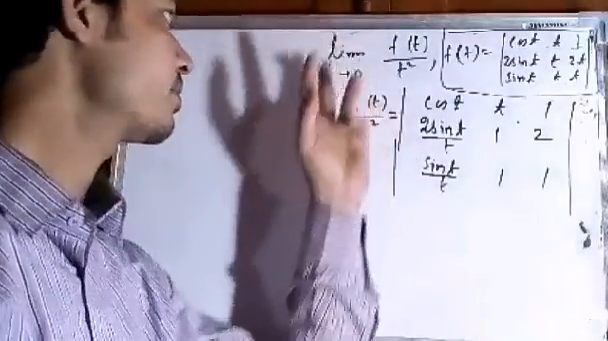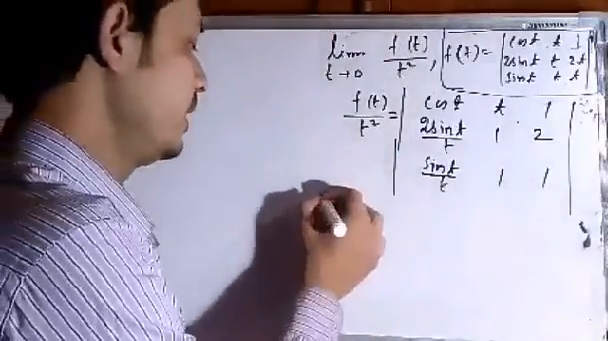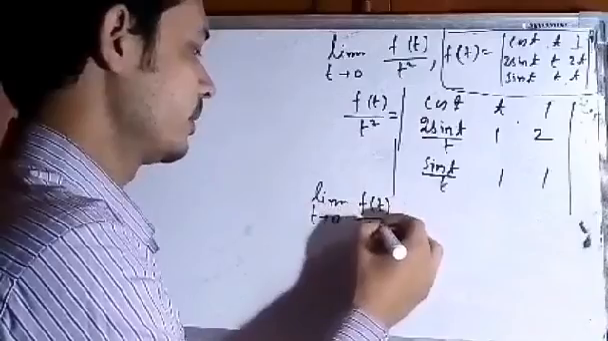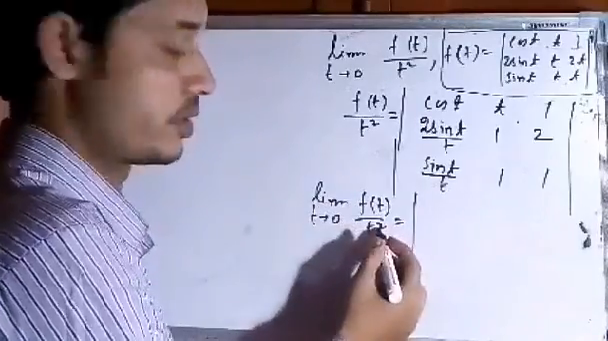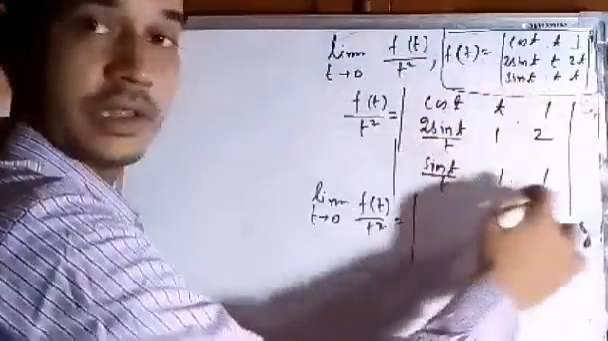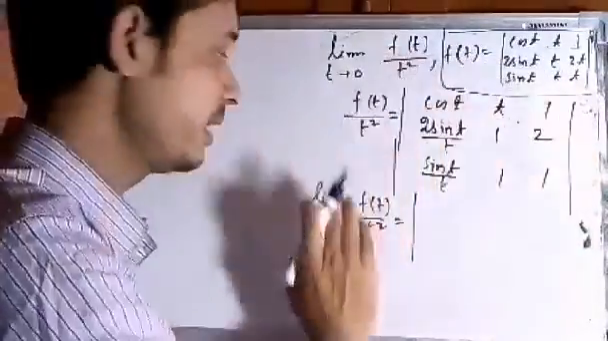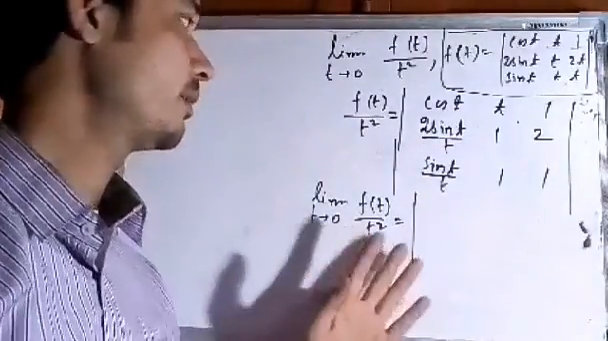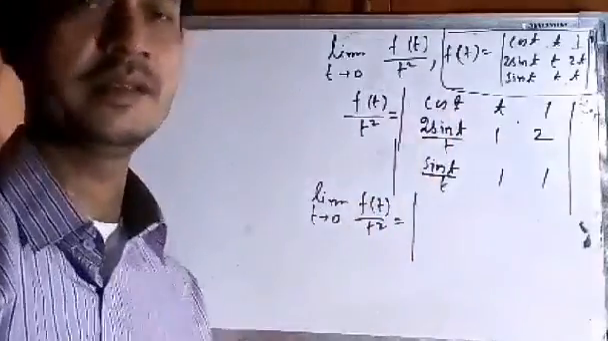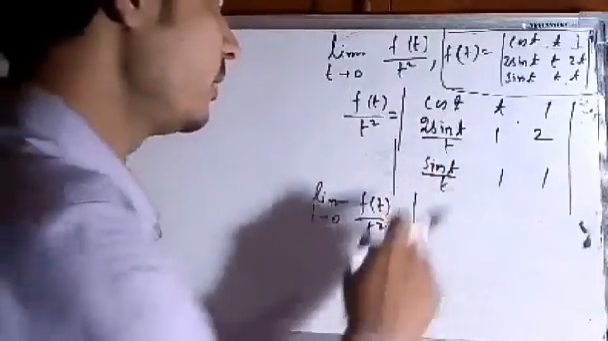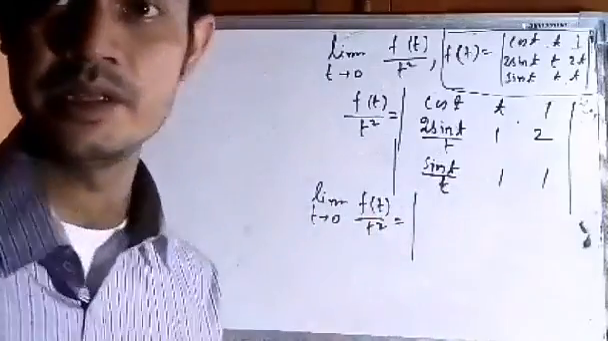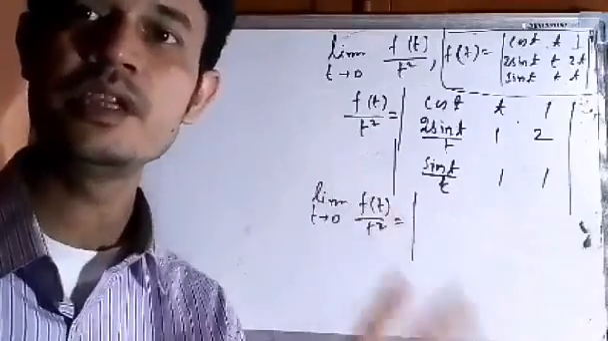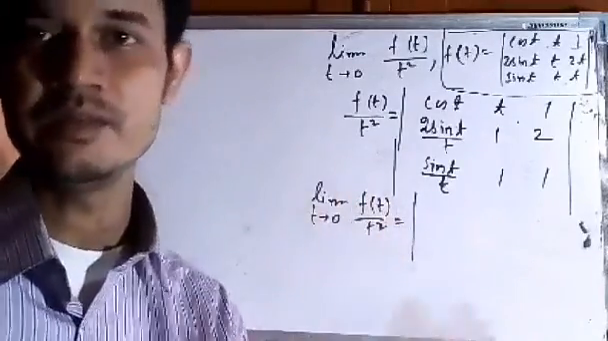We have to find the limit as t tends to 0 of f(t) by t square. This is your f(t) by t square on the board, and we are applying the limit to it. Now we know the property of limit: the limit of a sum equals the sum of the limits. If we apply the limit to a determinant, the limit will be applied to each and every element of the determinant. Again I am saying, if you want to apply the limit in a determinant, the limit will be applied to each and every element in the determinant.